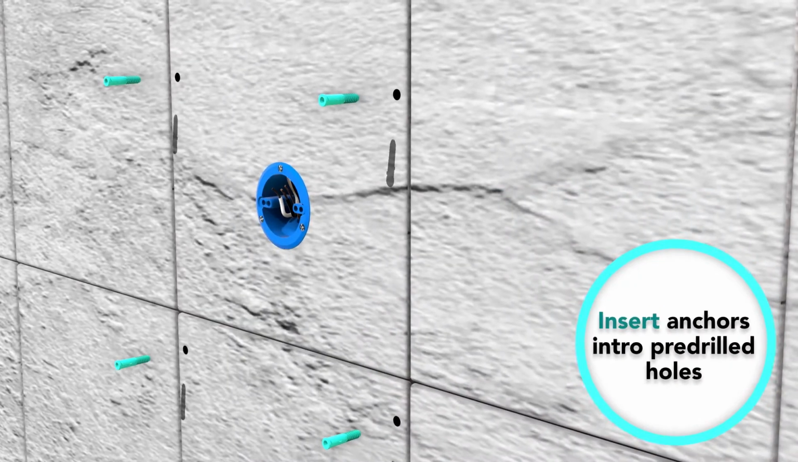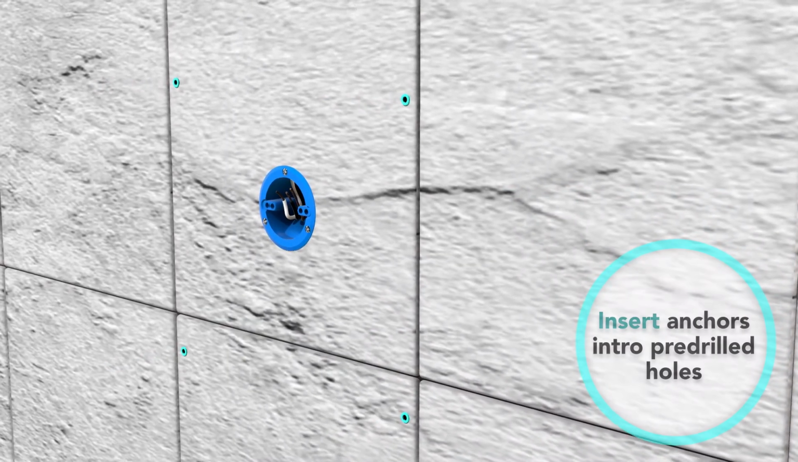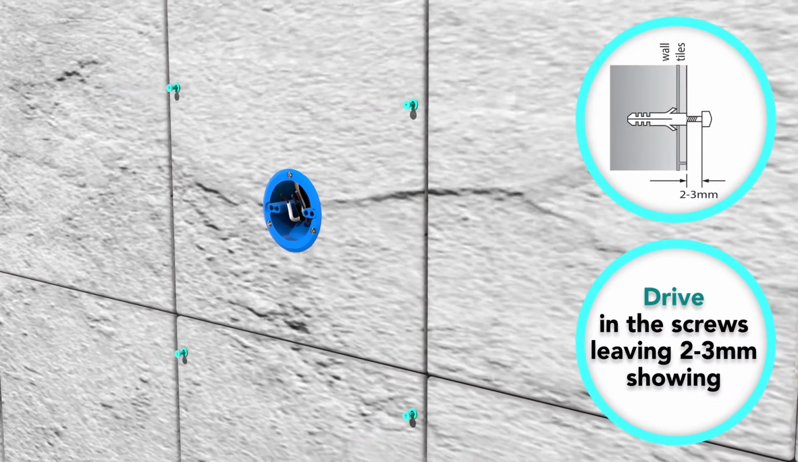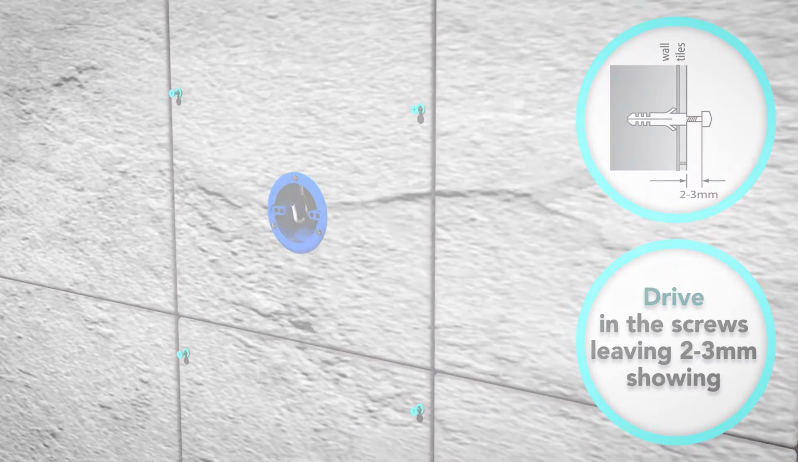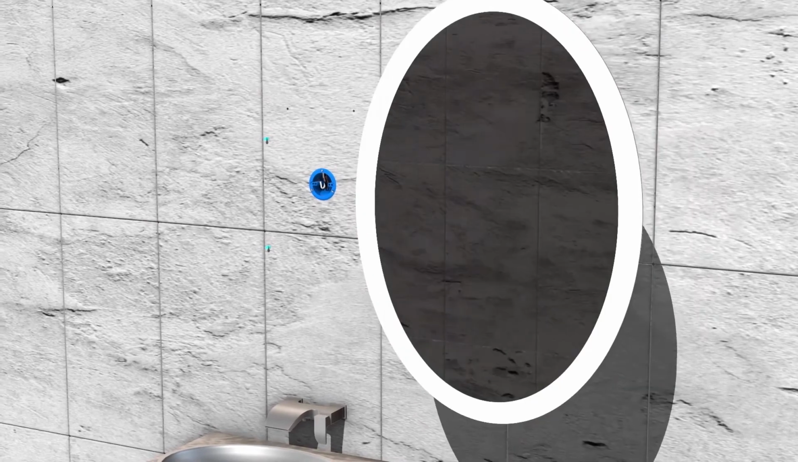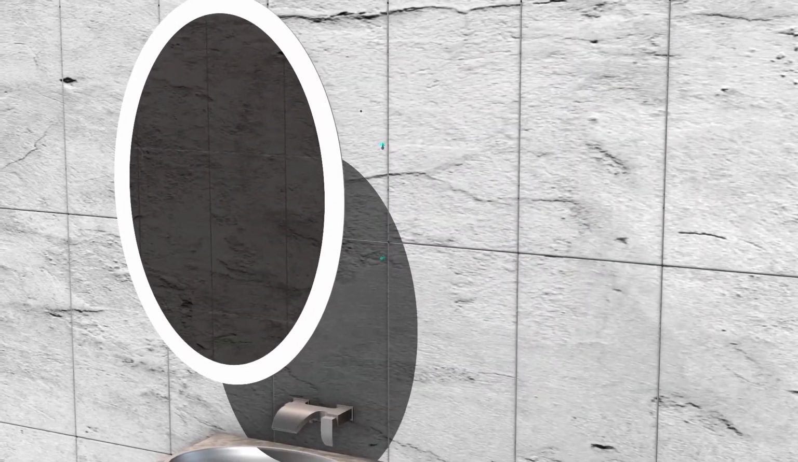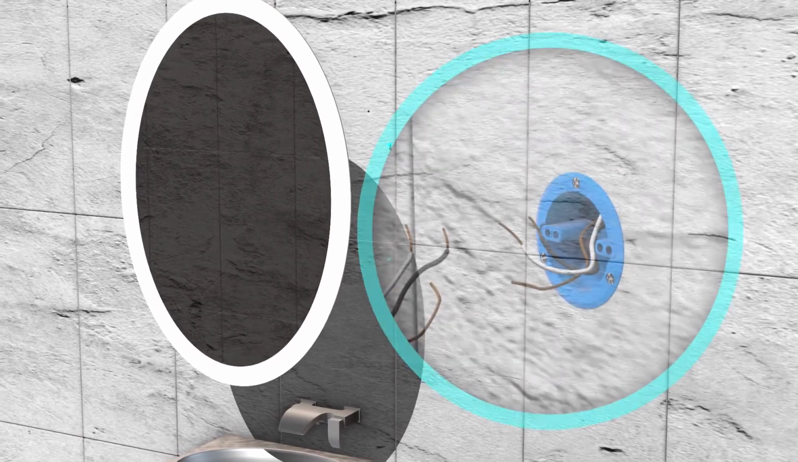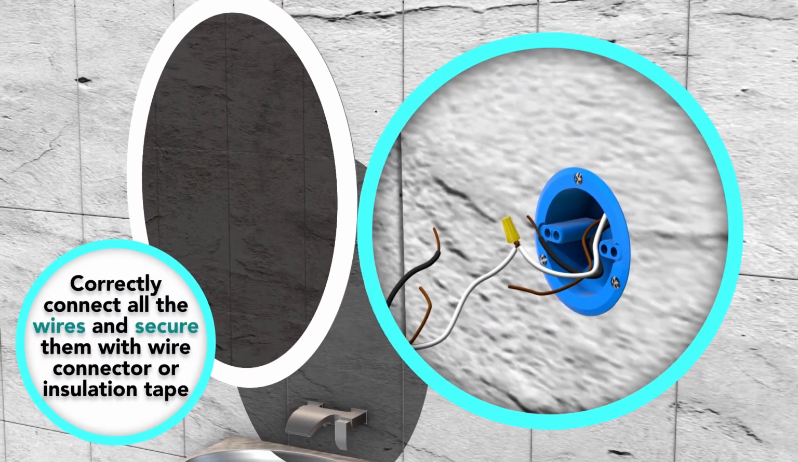Insert the anchors and screws, leaving 2 to 3 millimeters between the head of the screw and the wall to allow space to hang the mirror. We strongly recommend the next step be done by two people, where someone will be holding the mirror while someone else connects the wires. Please connect the wires as they are designated and ensure proper grounding.